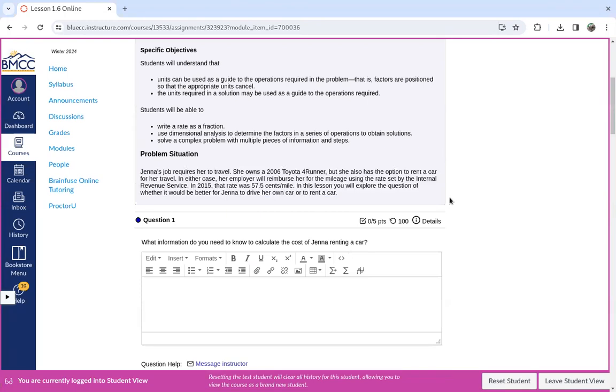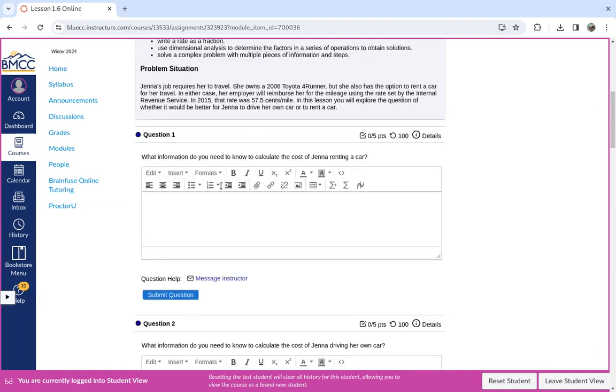So Jenna's job requires her to travel. She owns a 2006 Toyota 4Runner. But she also has the option to rent a car for her travel. In either case, her employer will reimburse her for mileage using the rate set by the Internal Revenue Service. In 2015, that rate was 57.5 cents per mile. In this lesson, we will explore the question of whether it would be better for Jenna to drive her own car or to rent a car.